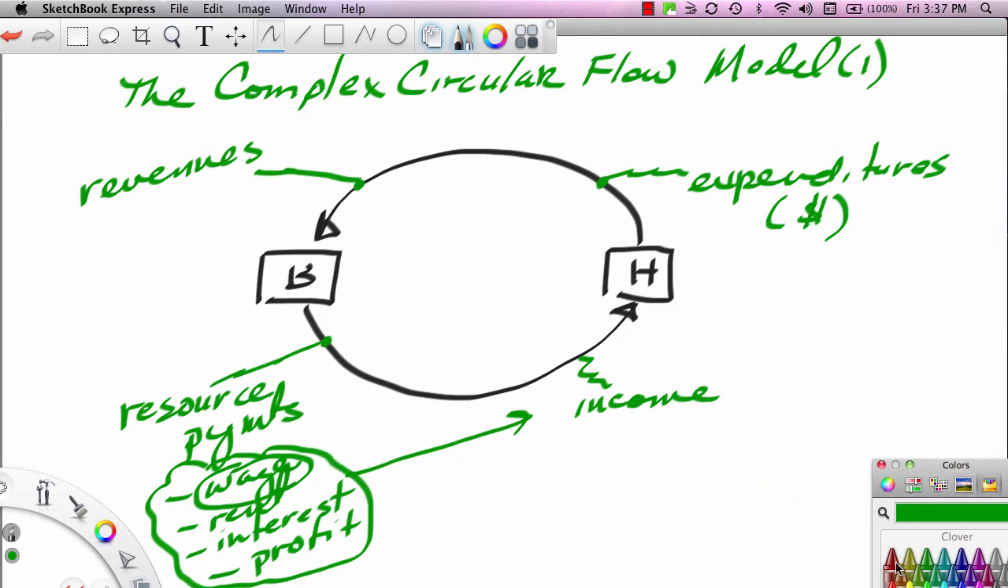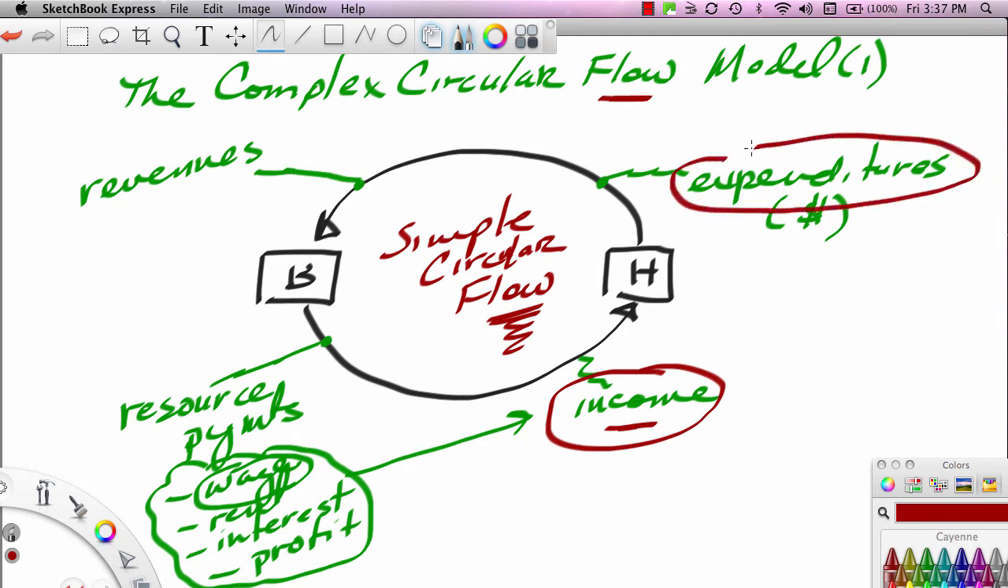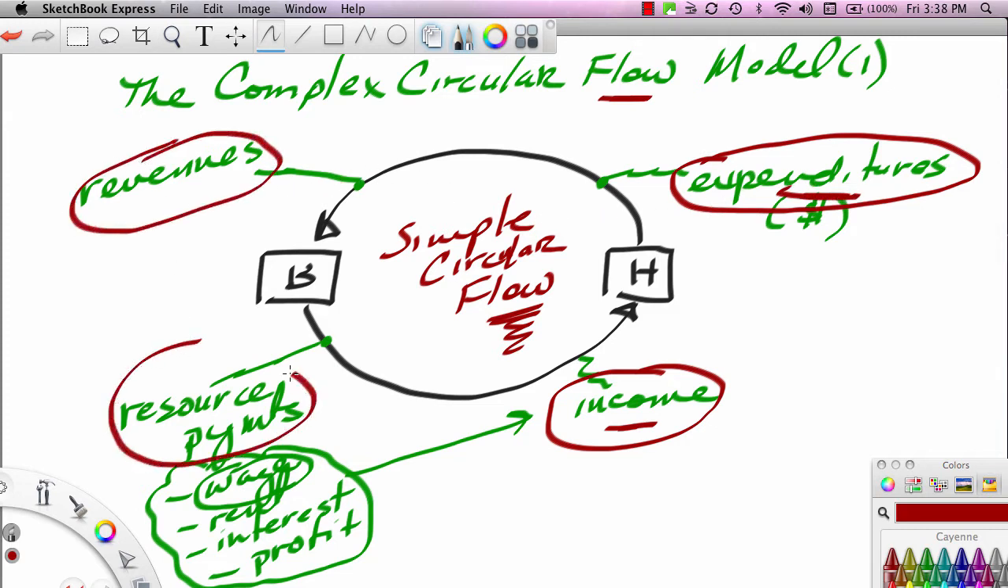Now, very important to remember, this is a flow model. This is the simple circular flow. Flow is the operative word right now. Income is a flow, an amount measured over a specific period of time. Expenditures are a flow measured over a specific period of time, and so on. These are all flows. These say nothing about stock values.